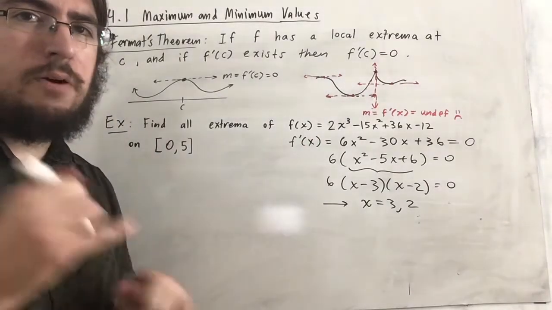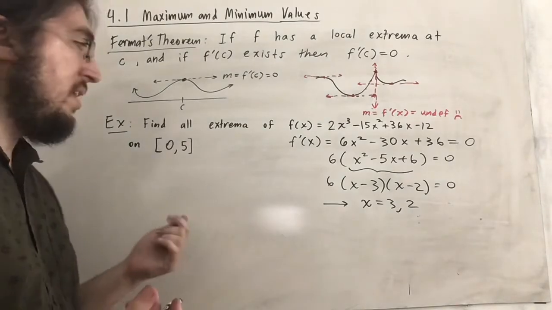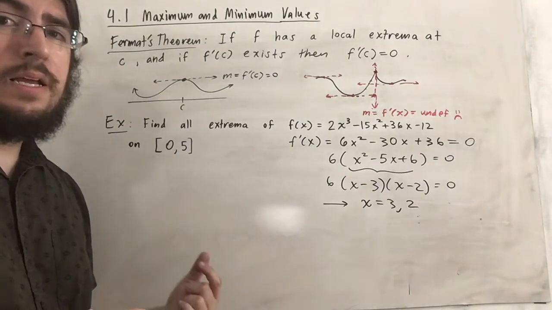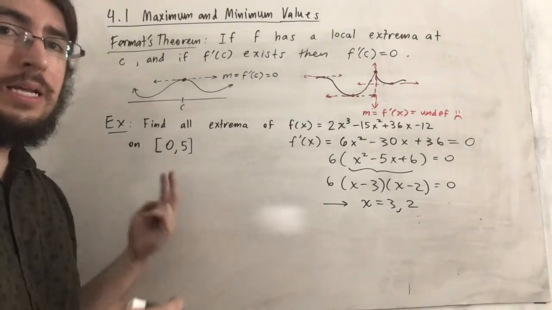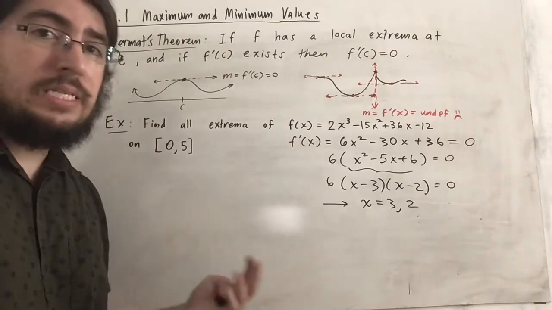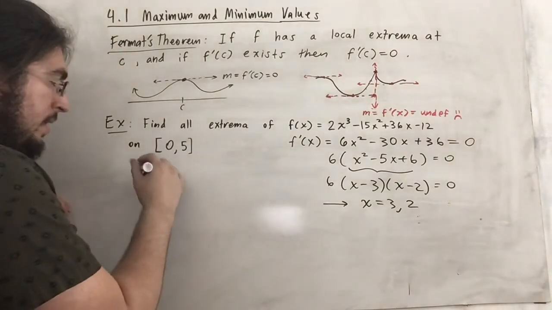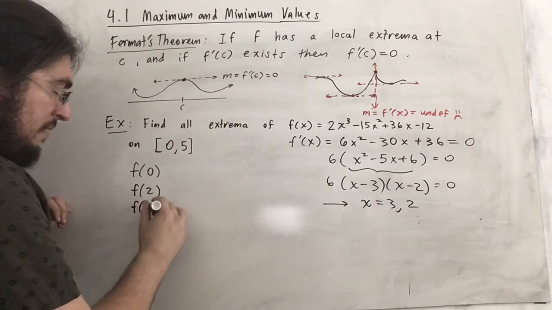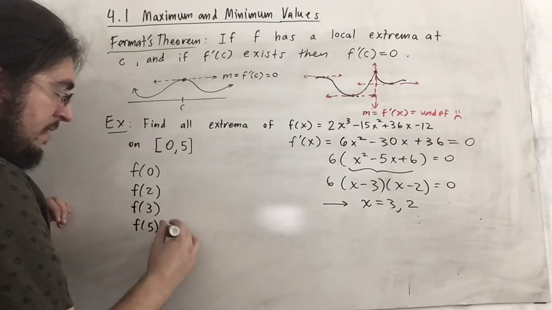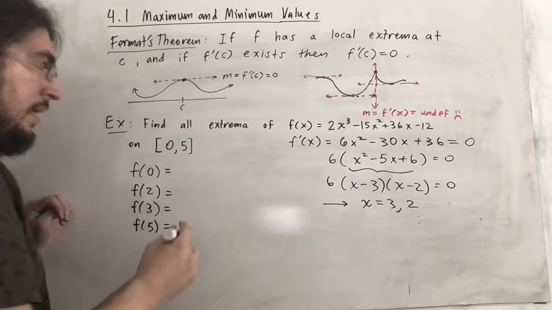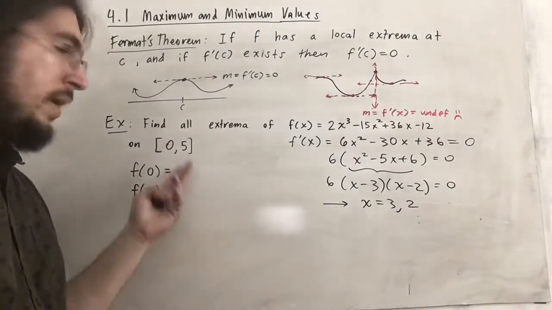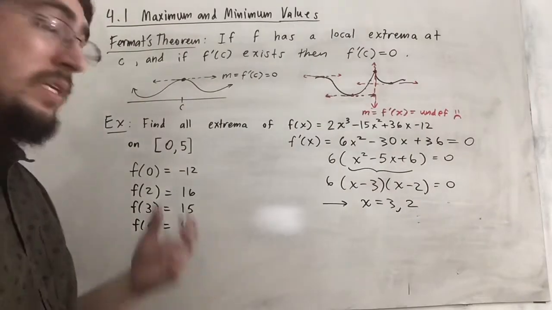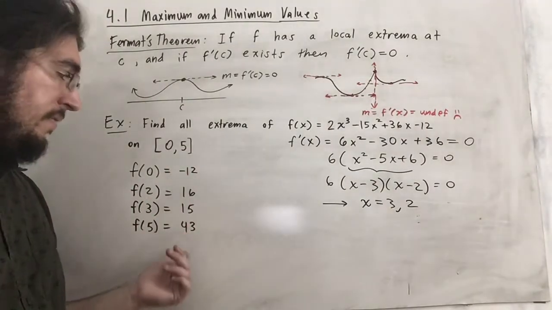So what I'm going to consider now is the extreme value theorem, EVT, which says that an absolute max or min always exists. But you have to consider the endpoints. So here I'm going to plug in the endpoints as well as these numbers. Let's see what happens. I want to find f of 0, f of 2, f of 3, and f of 5. Now it's going to take a little bit of work, so I'm going to pause this and just write down the numbers here, but I'll leave it to you on your own to verify that these are indeed correct. All right, so these are the values I got: negative 12, 16, 15, and 45.